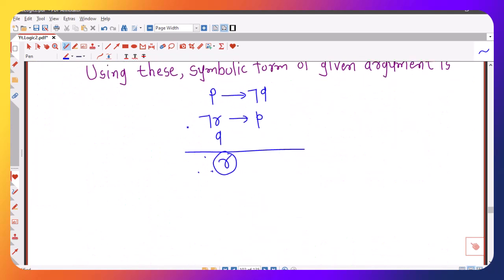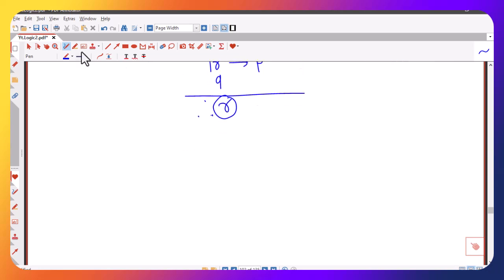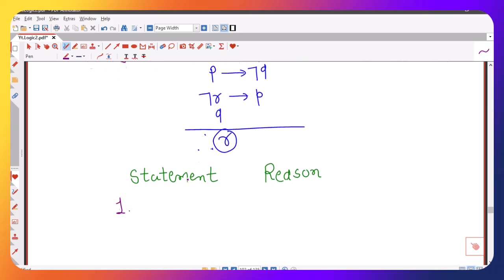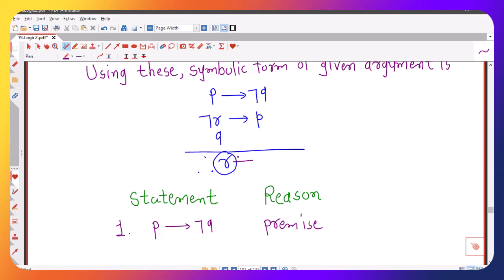So first we are considering the method of using rules of inference, and we know that in that method we write down our proof as a two-column proof. In one column we write statements, and in the second column we write down the corresponding reasons. So first we start with the first premise, which is p implies negation q. So here I am writing premise, and I will keep in mind that I want to arrive at conclusion r.